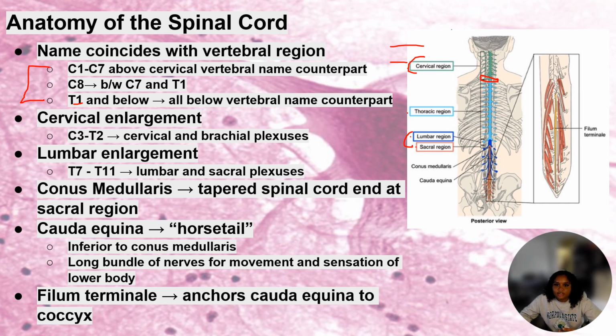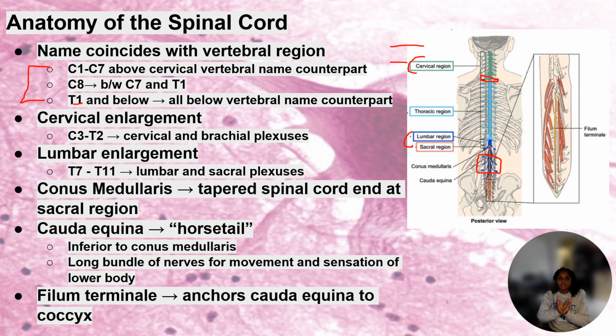Right down here in the sacral region is your conus medullaris. That is where the spinal cord kind of tapers. When I say tapers, it's going as this tube this whole time, right? And then around the sacral region, it starts to taper off like a pencil, basically, and comes to a point. And that's the conus medullaris region.